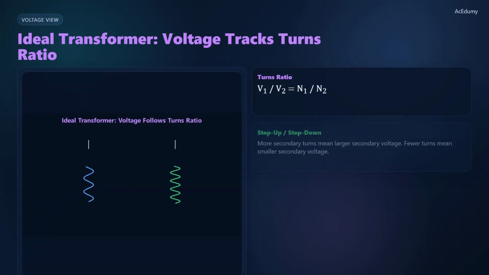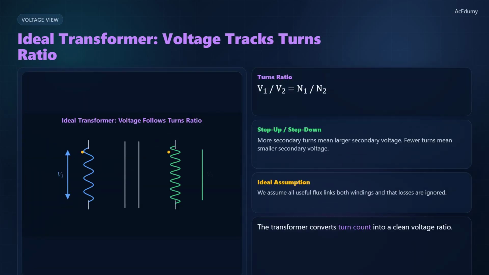An ideal transformer is the cleanest version of this coupling idea. All useful flux links both windings, and we ignore loss. The voltage ratio follows the turns ratio. V1 over V2 equals N1 over N2. More turns on the secondary means a larger secondary voltage. Fewer turns means a smaller one.